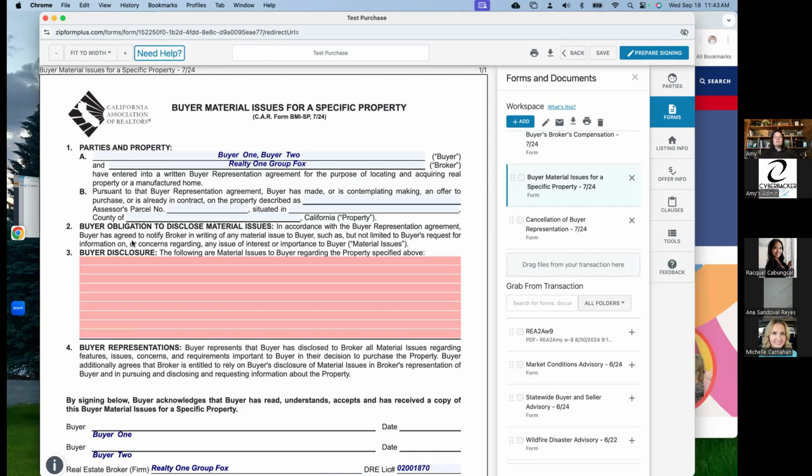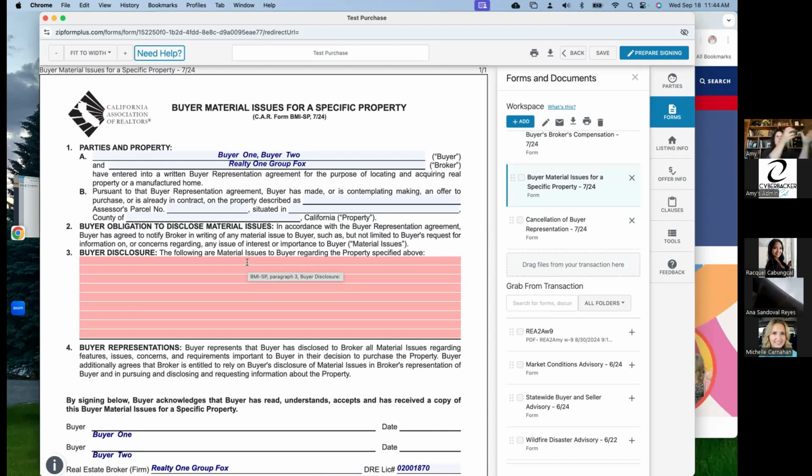The following are material issues to the buyer regarding the property specified above. We're going to put the property information in there. I'm just going to give them this blank form. Hey, at any time you've got issues, questions, concerns, you want me to ask the seller, you've got concerns on this property, we're not sure, right? Just write them down. That way I can just take the buyer's written statement of what their questions, what their concerns, if they have any issues or interest of importance to the buyer related to this property, and submit it over to the seller for review to get answers.